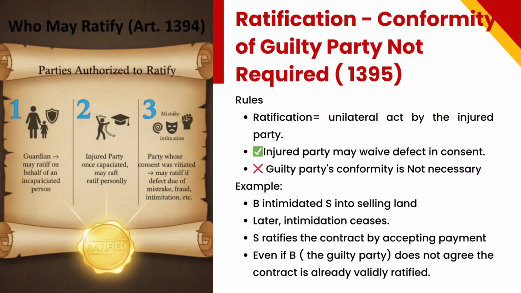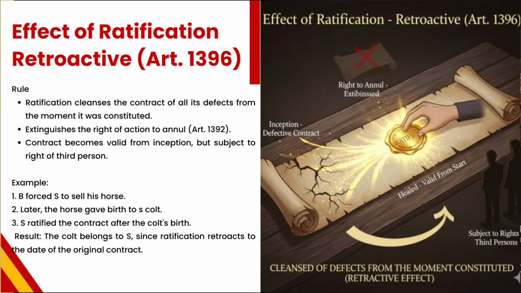Ratification is a unilateral act by which a party waives the defect in his consent. The consent of the guilty party is not required. Otherwise, he can conveniently disregard his contract by the simple expedient of refusing to give his conformity. Article 1396. Ratification cleanses the contract from all its defects from the moment it was constituted.